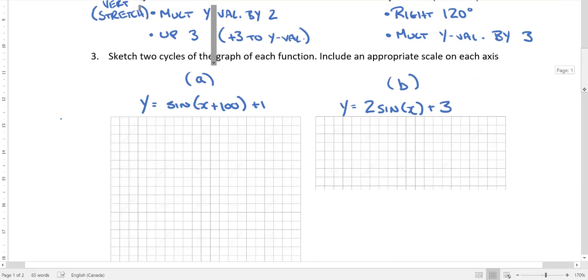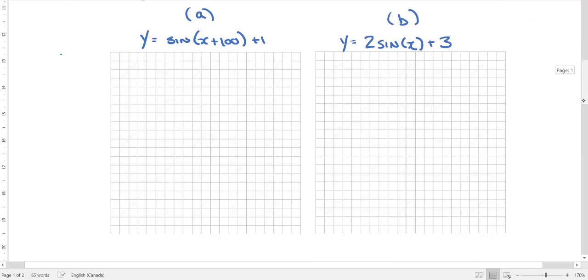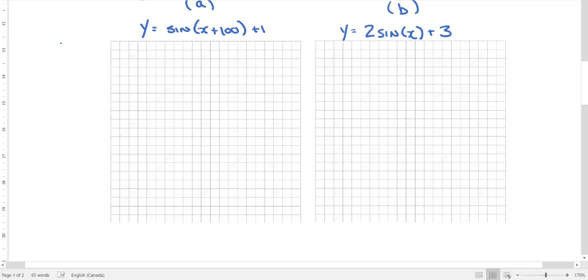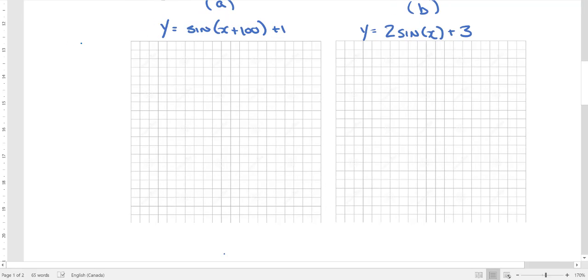So I'm just going to start with those two first. We'll do that graph based on what we talked about. So you have to think ahead for the first one here, at least. Because you're going to be going left 100 degrees, you write out your base x values. So 0, 90, 180, 270, and 360. And you're going to be subtracting actually 100 from each one of those.